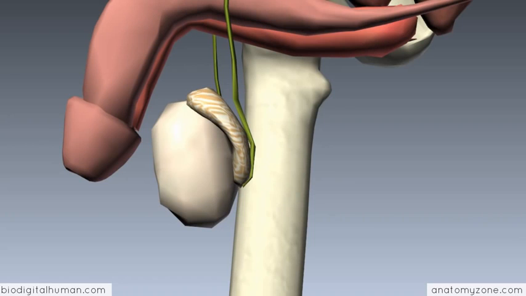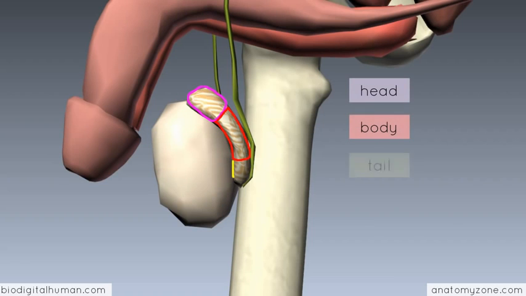Just coming back to the 3D model, you can see the epididymis sitting on the posterior and superior aspect of the testis, and it's got three parts. It's got the head, the body, and a tail inferiorly.